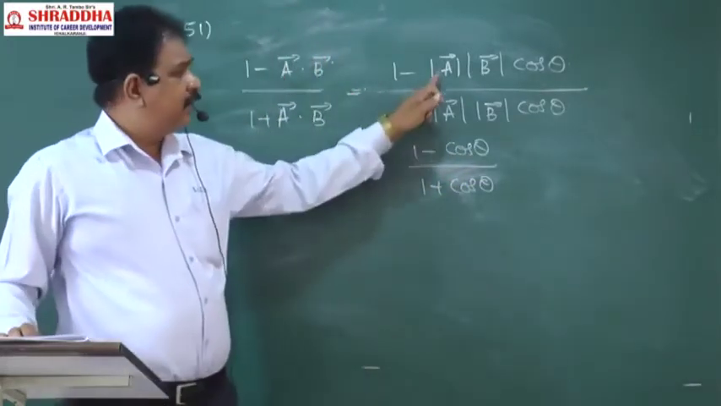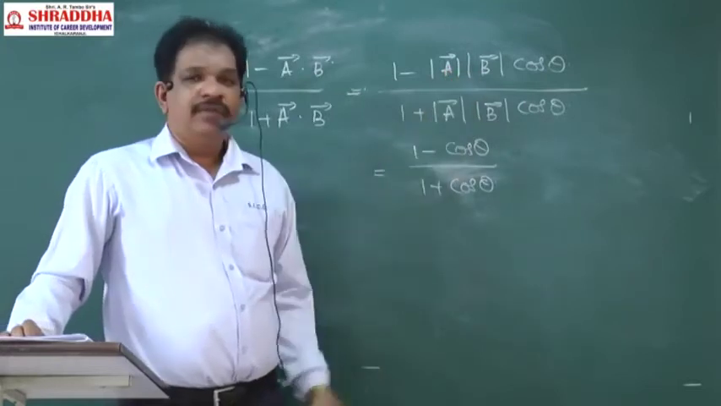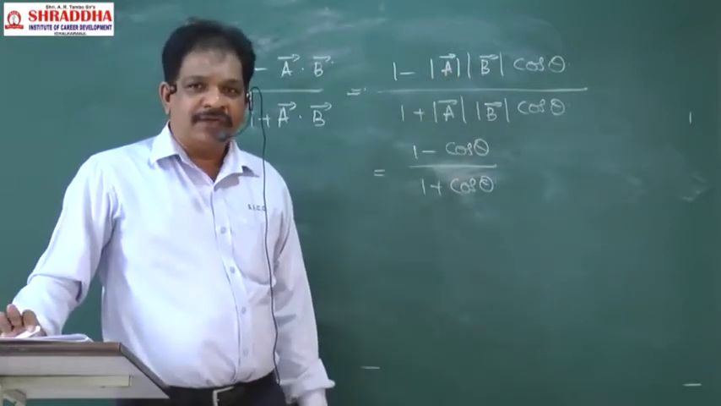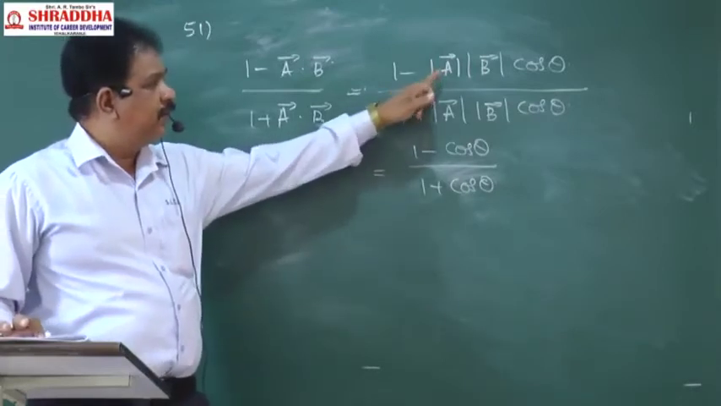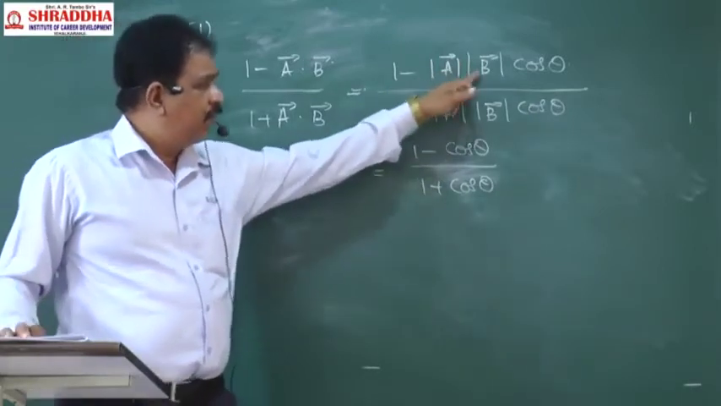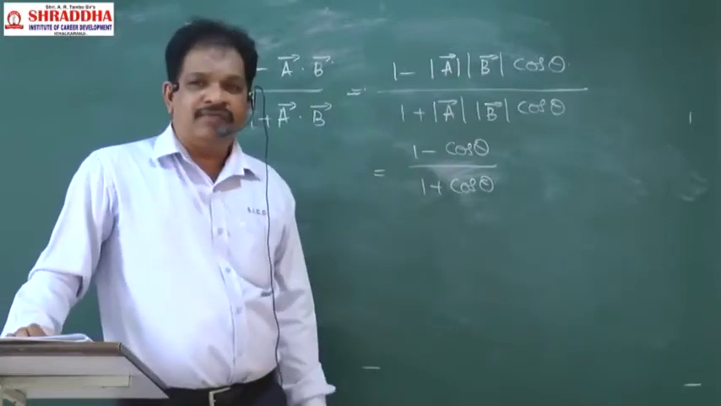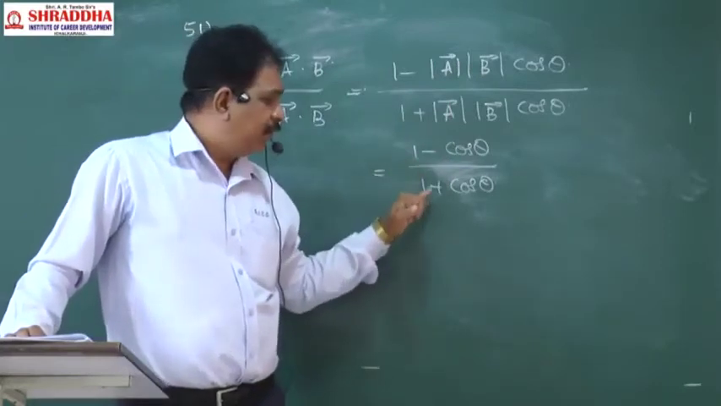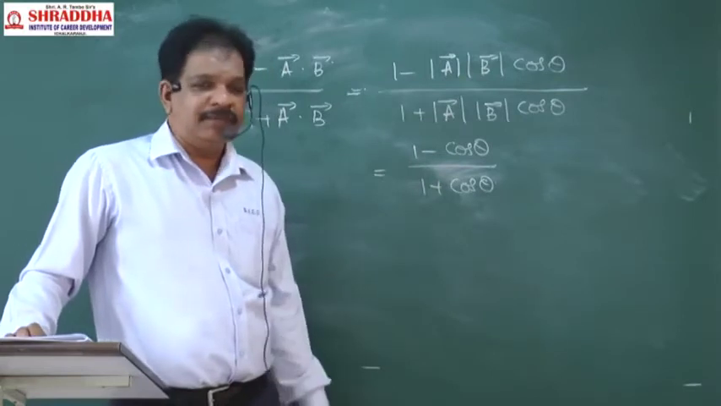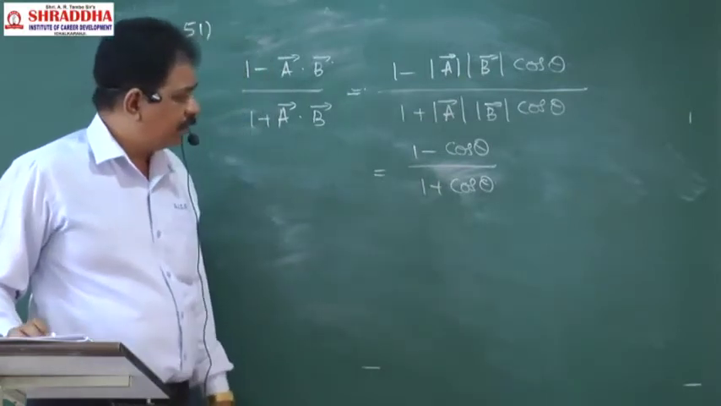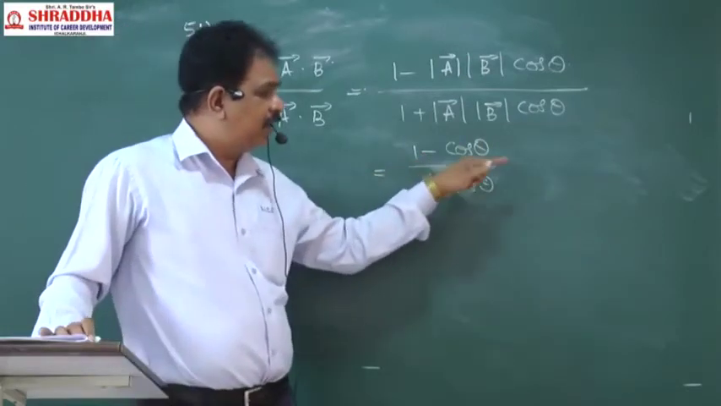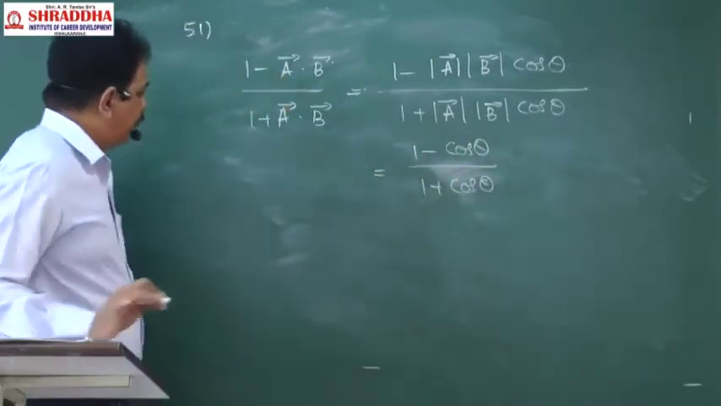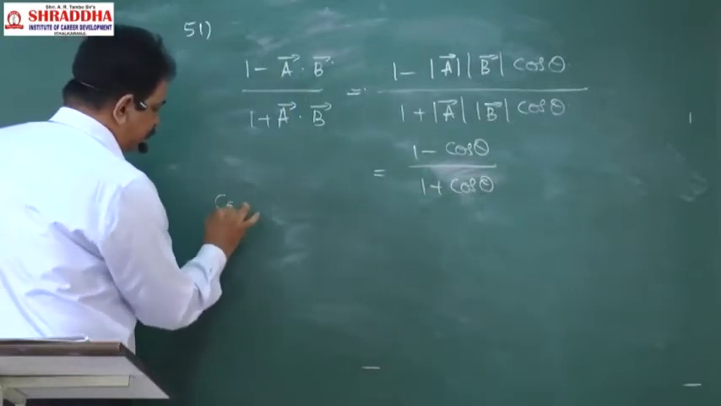Clear? Because these are unit vectors, the unit vector magnitude will be 1. So modulus of A bar will be 1, modulus of B bar will also be 1. We get (1 minus cos theta) by (1 plus cos theta). Okay? Here we will convert this into theta by 2. I will write one formula for this.